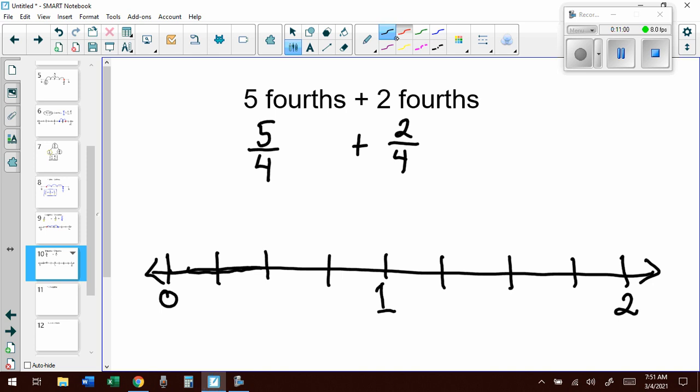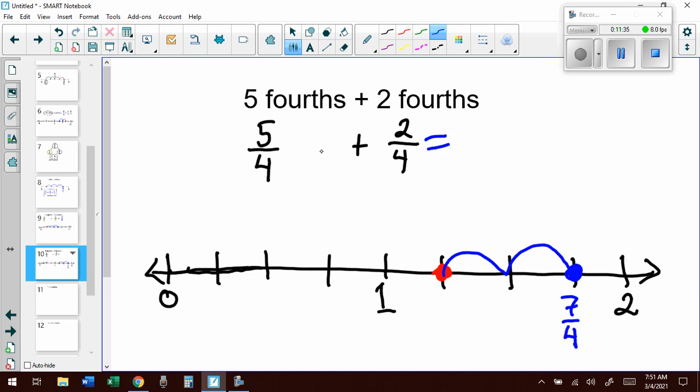Now let's find on our number line 5/4. 1/4, 2/4, 3/4, 4/4, 5/4. Now we need to add 2/4. Add 1/4, 2/4. How many fourths is on this number line? Here we go. 1/4, 2/4, 3/4, 4/4, 5/4, 6/4, 7/4.